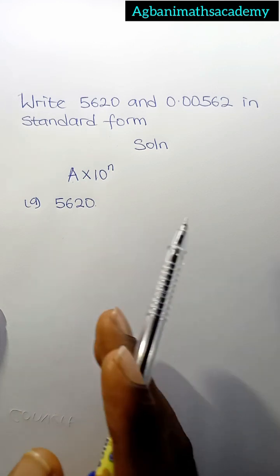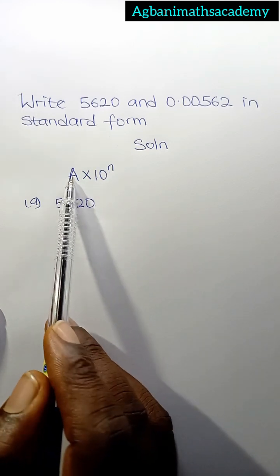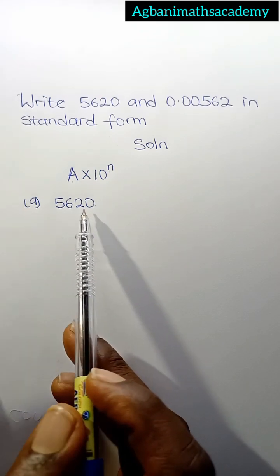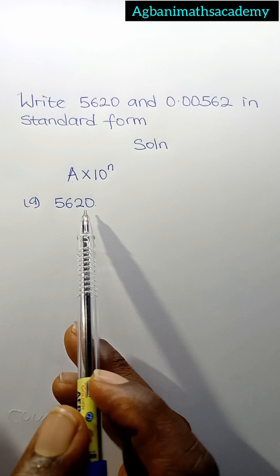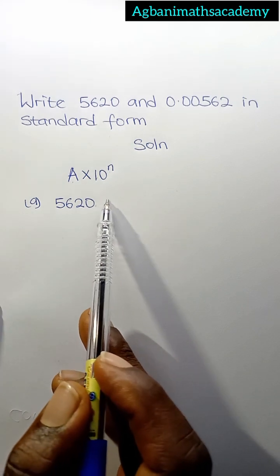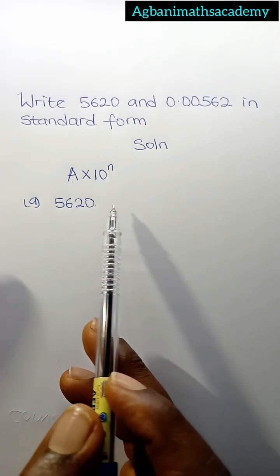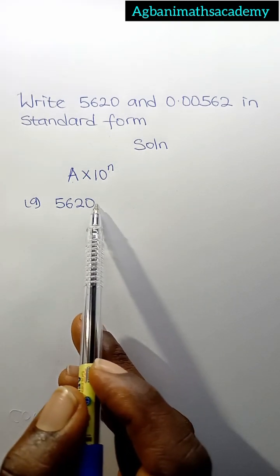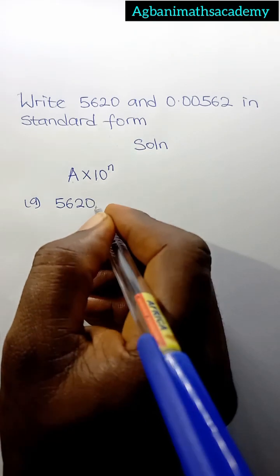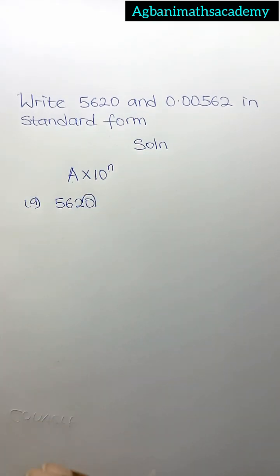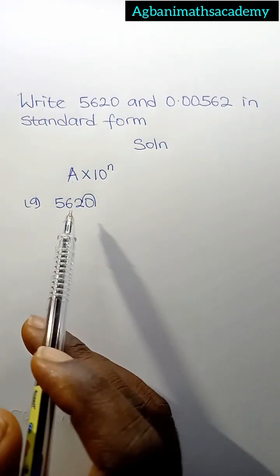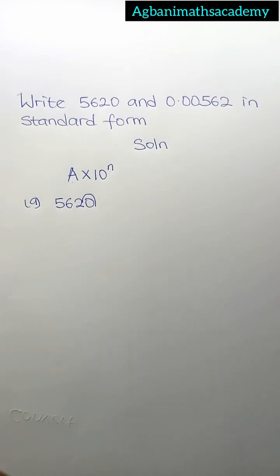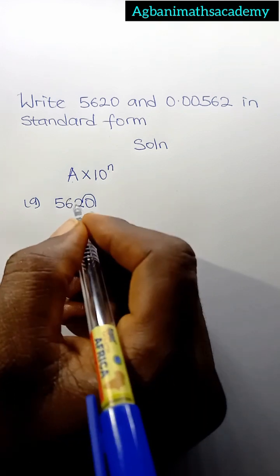But we have to shift the decimal point until we get an A that is between 1 and 10. Do we shift it to the right? No. If we shift it to the right, we are not going to get a number between 1 and 10. So we shift it to the left. When we shift it once, our A becomes 562.0. Is it between 1 and 10? No. So we shift it again.